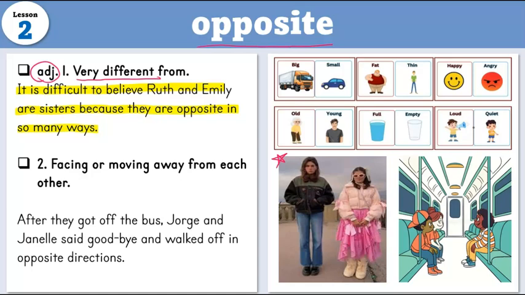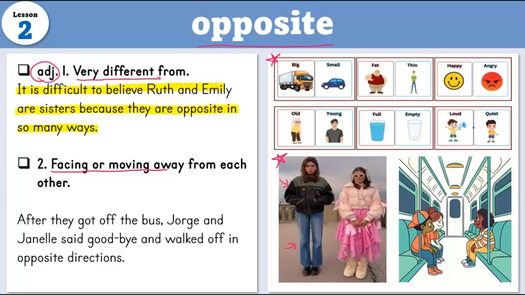One of them likes to wear comfortable clothes like a jacket and jeans, while the other one loves to dress in pink and wear dresses and many accessories. So you can see that their style is opposite. It's very, very different. And we all know our regular opposite words such as big and small or fat and thin, happy and angry. Of course, we always use opposite in that way to describe things that are different from each other. Another way we can use it is to say facing or moving away from each other.